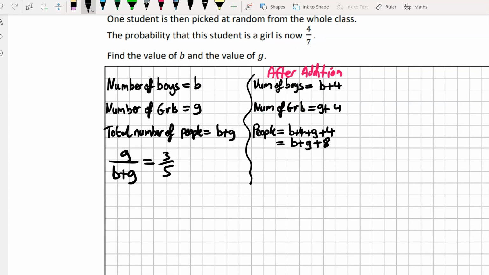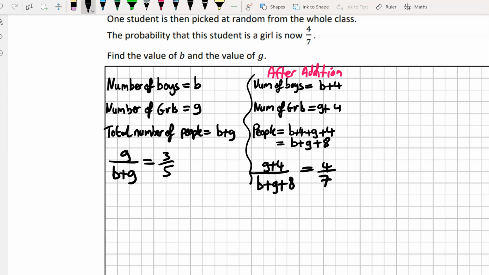After more students have been added to the class, we know the number of boys is B plus 4, the number of girls is G plus 4, and the total number of people is B plus 4 plus G plus 4, which is B plus G plus 8. So now the probability of a girl is the number of girls, which is G plus 4, over the total number of people, which is B plus G plus 8. We already know that's equal to 4/7.